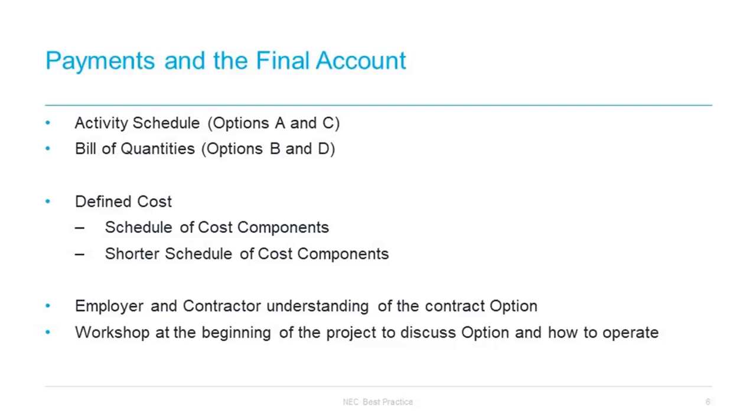This is not a particularly well understood general principle amongst employers, so you may have contractors who think they can remeasure an activity schedule, or employers who think they have got a fixed price with a bill of quantity, option B, and it's those sorts of misunderstandings that can sometimes be the root cause of disputes.